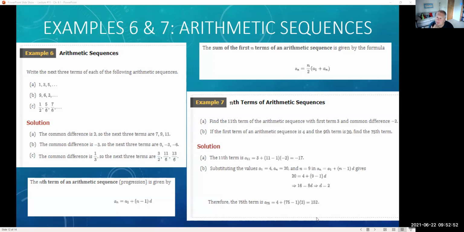Let's focus our attention now, my friends, on example 7. In example 7, it says, find the 11th term of an arithmetic sequence with first term 3 and common difference 2. So this time you want the 11th term of an arithmetic sequence. So which formula will you use? It's going to be this formula right here, is it not?